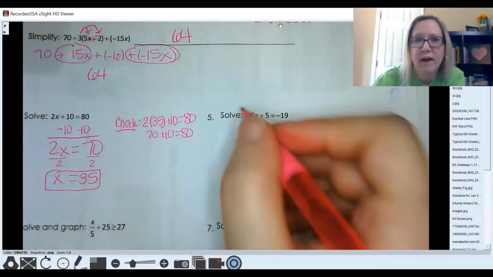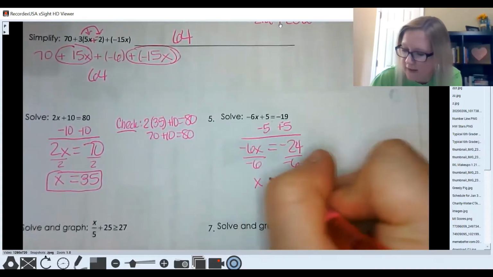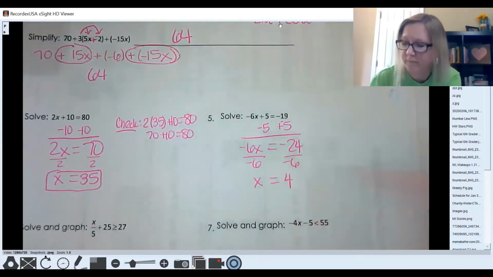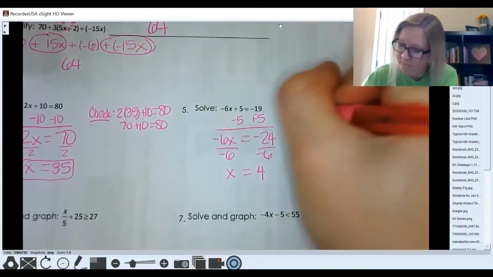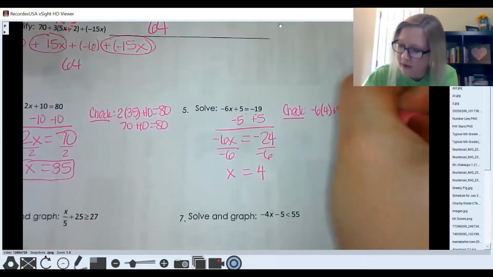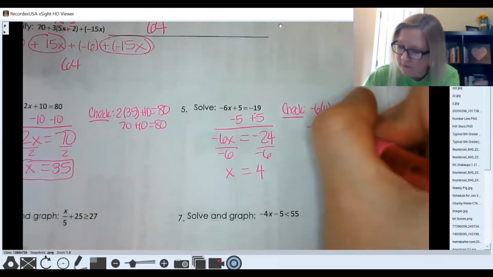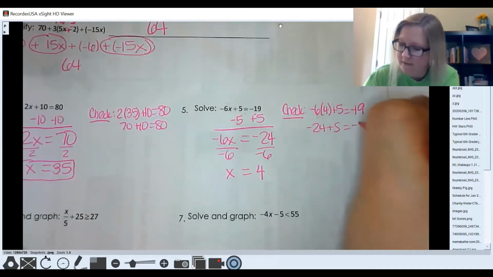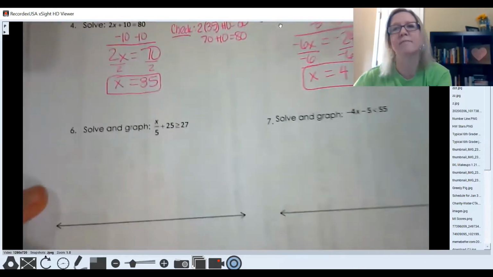All right, now I'm going to divide both sides by negative 6. So my solution is x equals, and this is 4. All right, check it by substituting your answer back in. So I have negative 6 times 4 plus 5 equals negative 19. When I work that out, negative 6 times 4 is negative 24, plus 5 does equal negative 19. So I know x is 4 is correct.